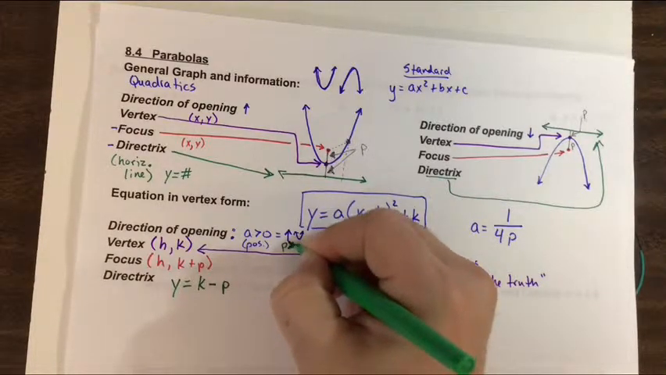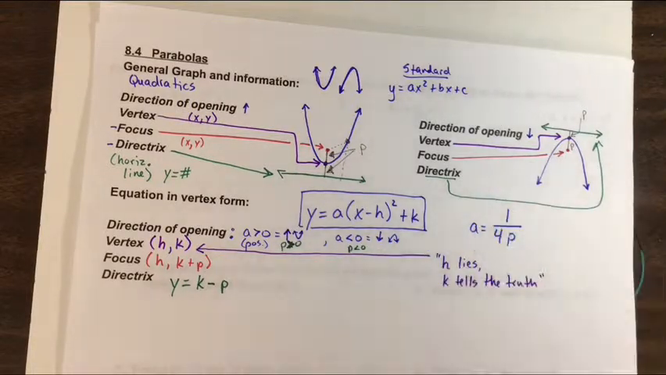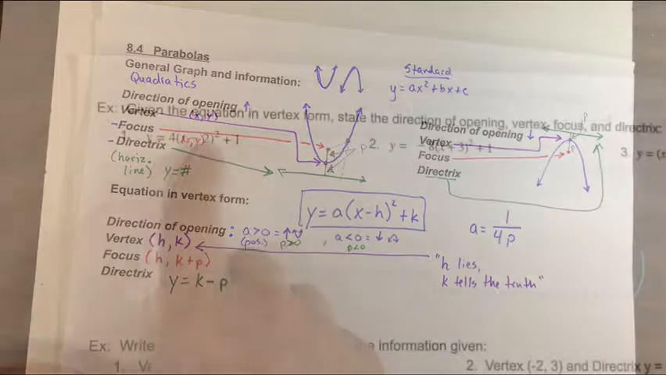Sorry. If a is positive, p is positive. If a is negative, p is negative. Okay? And so we can do some examples that show us how to calculate these things. We're going to do one example here, and then we'll do the rest in class. So we're going to do this first example.